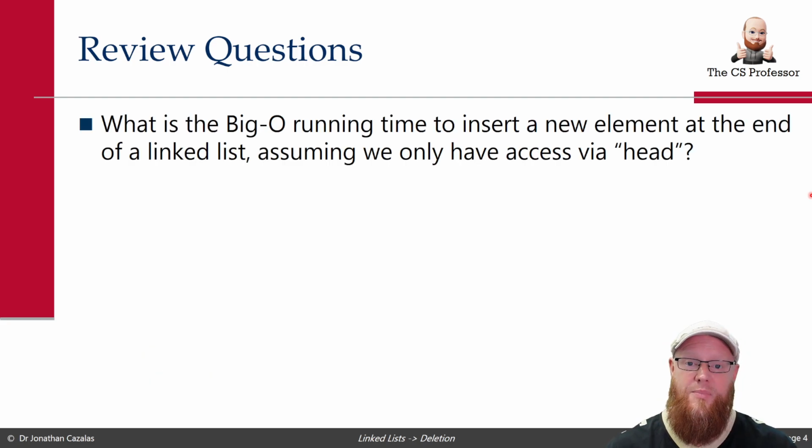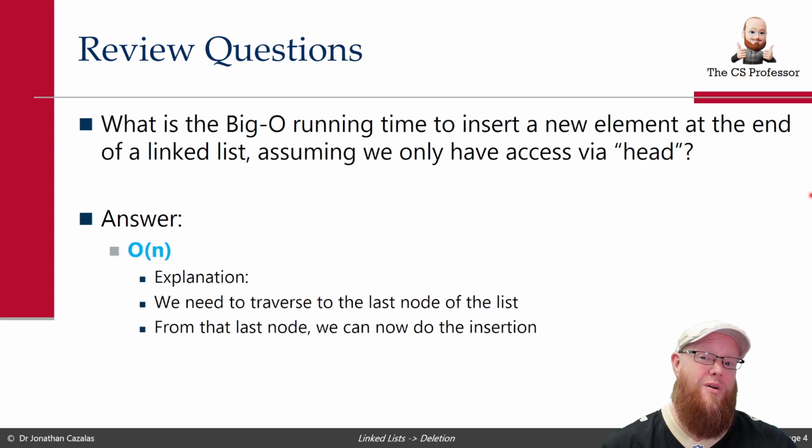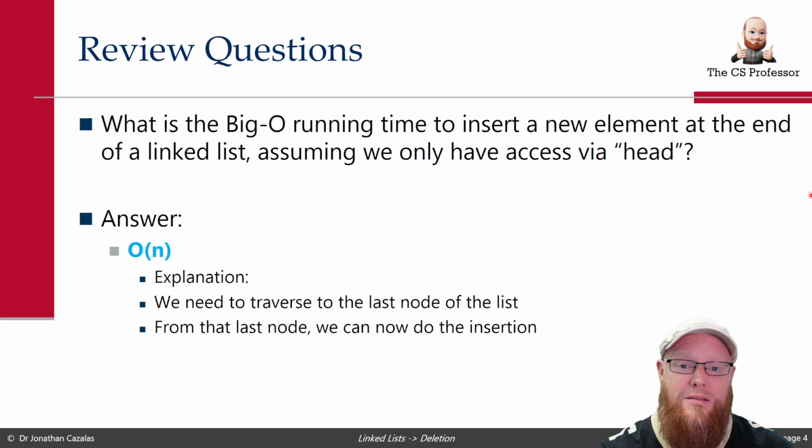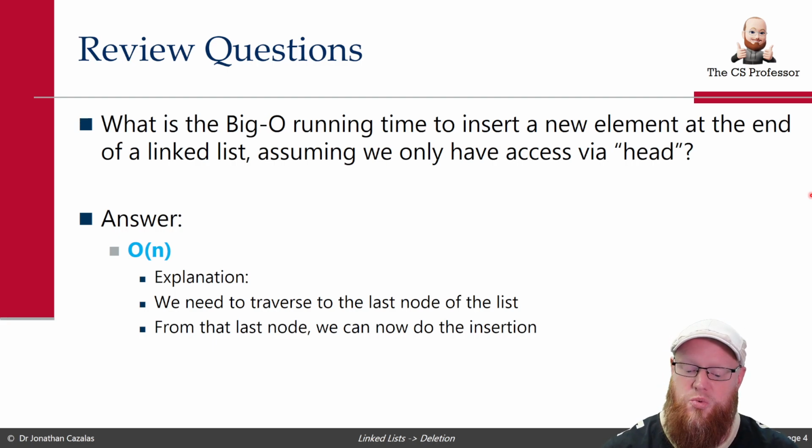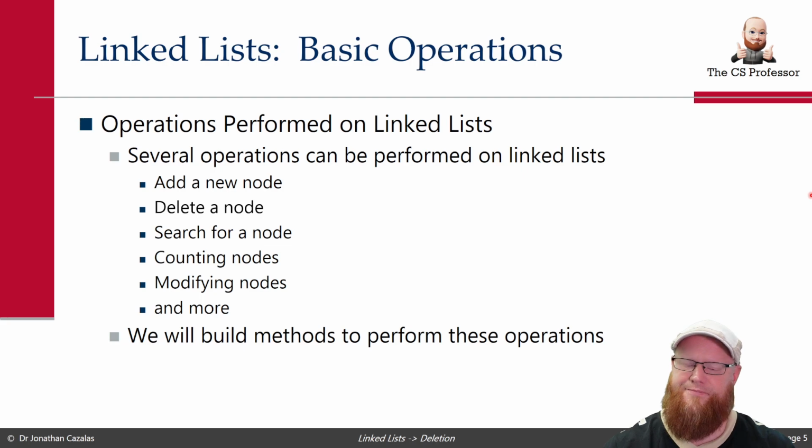What is the big O running time to insert a new element at the end of a linked list, assuming that we only have access to the list via our head pointer? What is the big O running time to do that? Inserting at the end of the list. Pause the video. Here's the answer. Answer is O of n. Why O of n? Because we need to traverse down the entire list in order to insert at the end of that list. We need to traverse all the way to that last node and stop at that last node from which we therefore do the insertion.